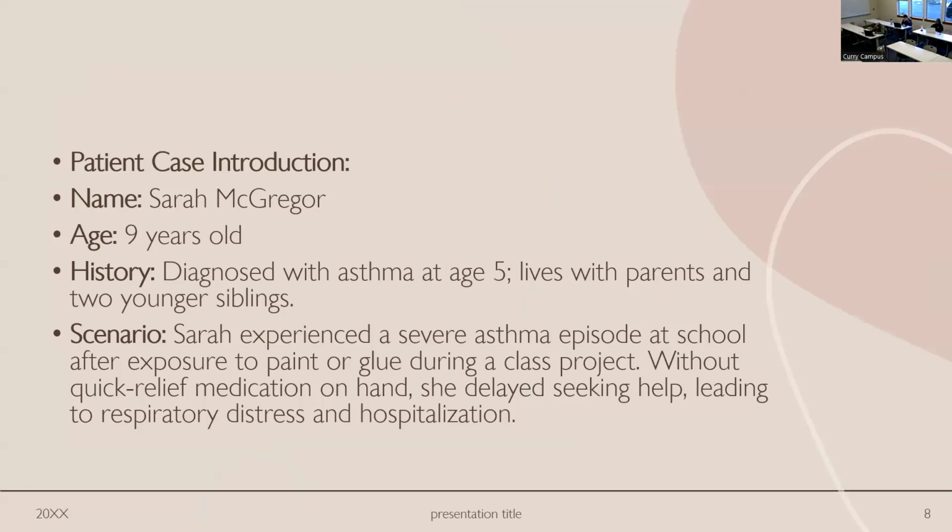All right, so we're going to talk about Sarah McGregor. She is a 9-year-old female diagnosed with asthma when she was 5 years old, and lives with her parents and 2 younger siblings. The scenario: Sarah experienced a severe asthma episode at school after exposure to paint or glue during a class project. Without quick relief medication on hand, she may have forgotten it or didn't have it. She delayed seeking help, leading to respiratory distress and hospitalization.